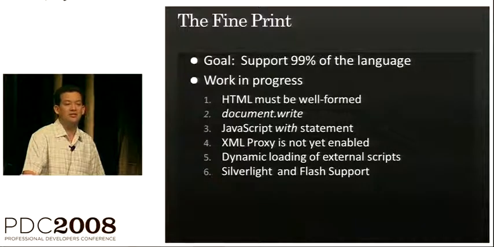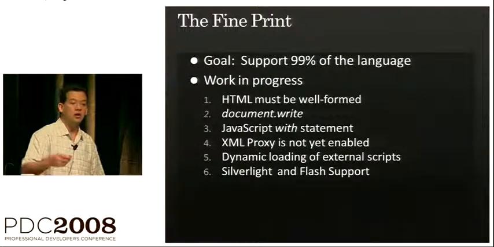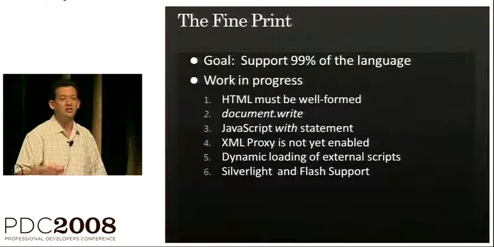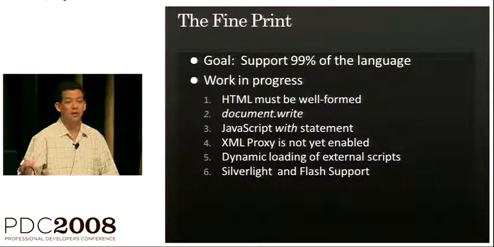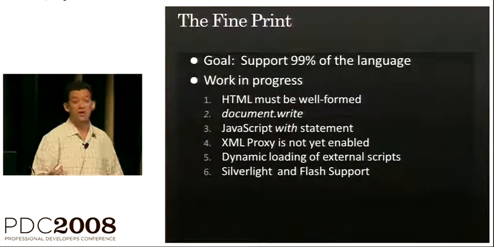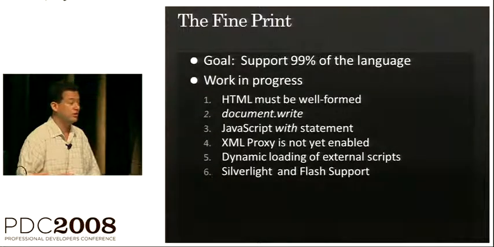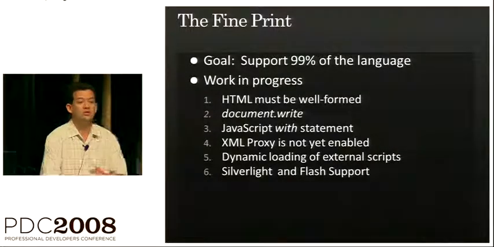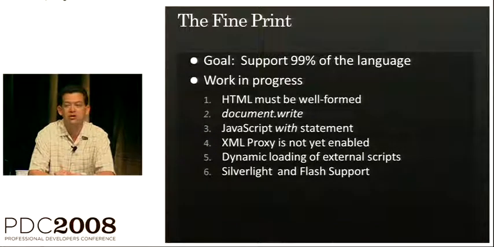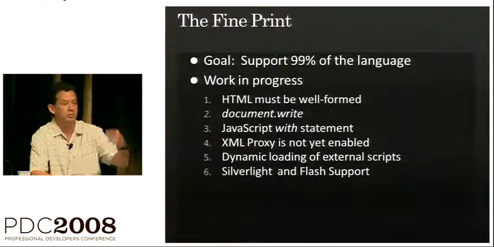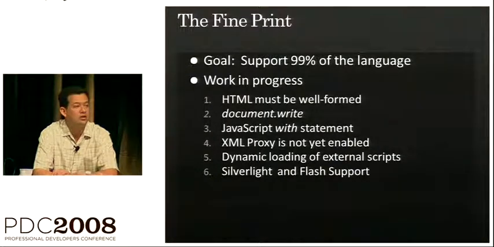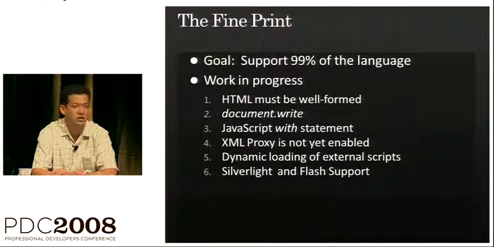The XML proxy, this is not a sandbox issue, but we haven't deployed a proxy on our backend, so you can't make XML requests using our test bed at this point. We just had to ship, we didn't get there yet. We are going to support dynamically loading code, because we discovered a lot of libraries use it to better utilize the network, where they will request a script while the page is running. We are architecturally built to support that just fine. We haven't turned it on yet. And we also don't support Silverlight or Flash yet. We have some thoughts on how we're going to do it. We just haven't done it yet.